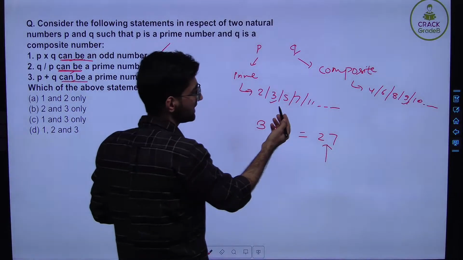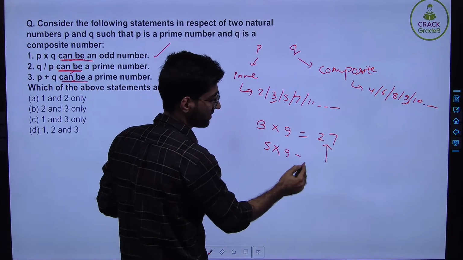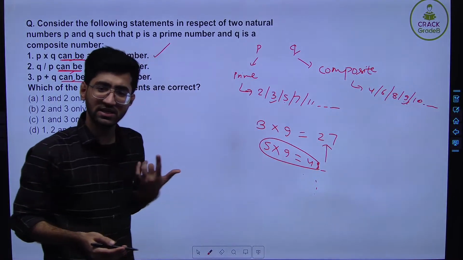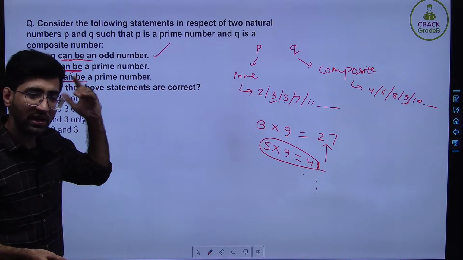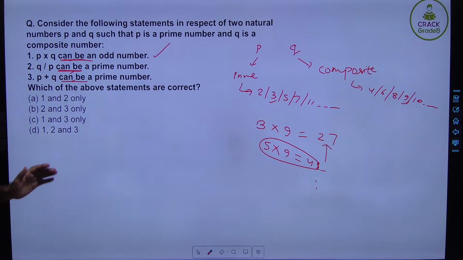There are multiple examples. 5 into 9 is 45. But you don't have to find so many examples. You just have to find a single example such that you should be able to say that P into Q can be an odd number. Any doubt? Now read the second line.